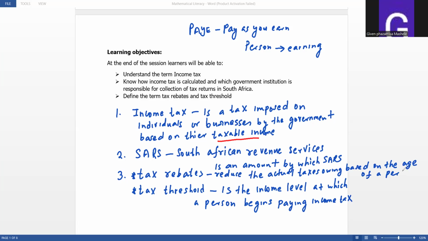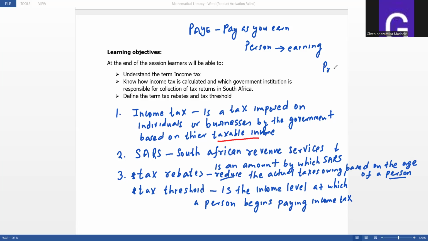Based on the age of an individual or of a person. So this is actually referred to as a tax rebate. Let me explain it. A tax rebate is an amount by which SARS reduces the actual taxes owing based on the age of a person. Actually, it has three categories, which we're going to talk about.